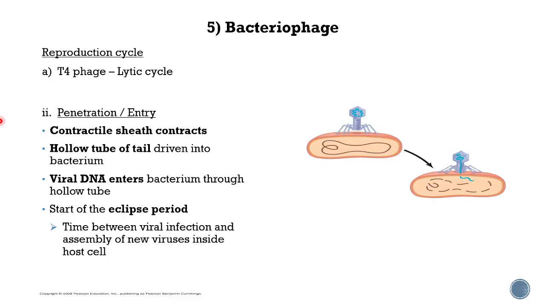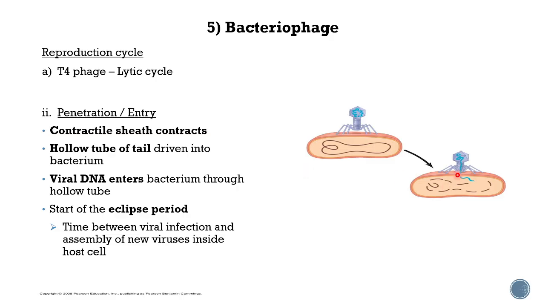Okay, after that, the next step is the entry of the viral genome. So it's not the entry of the virus. The virus doesn't really enter the host cell for bacteriophage. Only the viral DNA enters, and that is through the contraction of the contractile sheath, which will then push the hollow tube that is found inside the tail. You push out the hollow tube, and the hollow tube will puncture through the cell wall and cell surface membrane of the host bacterial cell.